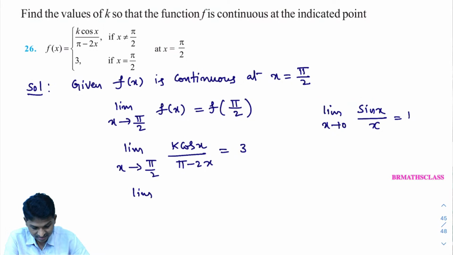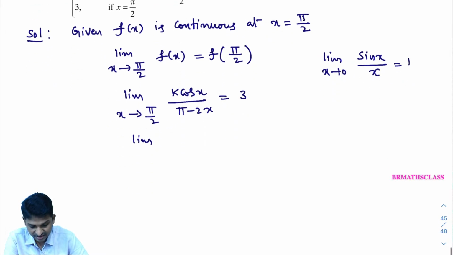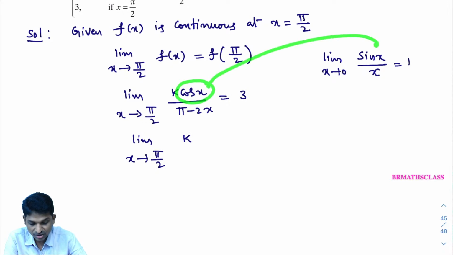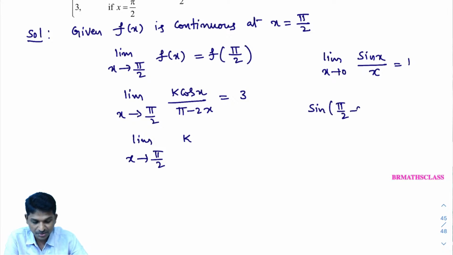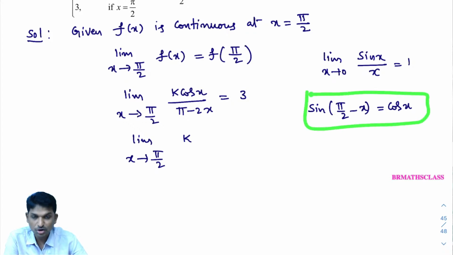Limit x approaches pi by 2 of k into, here cos x is there. I want to write it in terms of sine. What is the method? Trigonometry. Trigonometry formulas play a very important role. You know that sin of pi by 2 minus theta is cos theta. Sin of pi by 2 minus x is cos x. We know this formula from trigonometry.